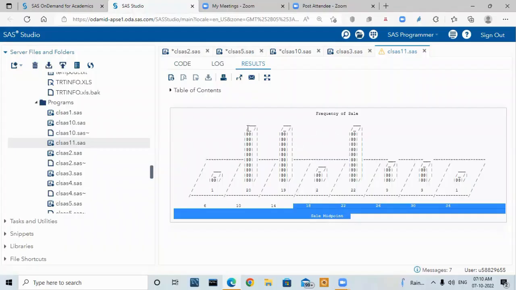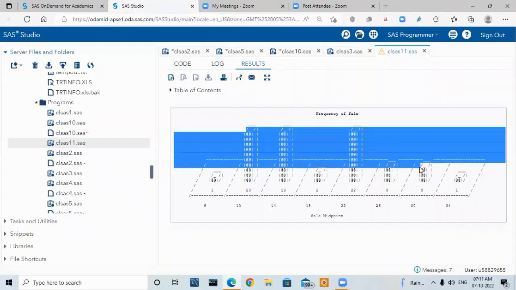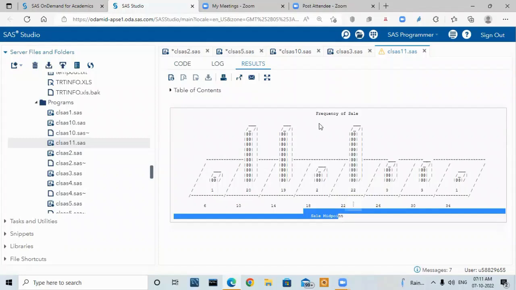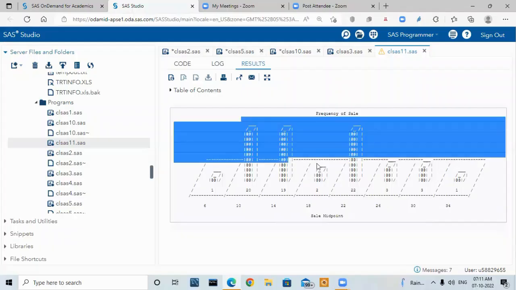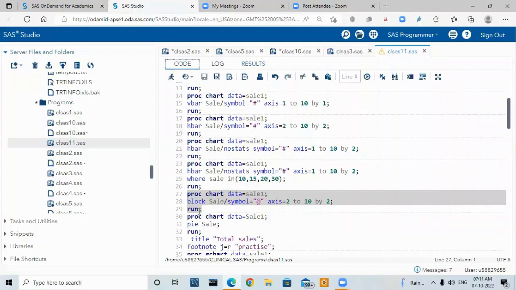The height of the pillar represents the frequency. The height of the pillar represents what here? The frequencies, right? Frequency value is represented by the height of the pillar. The sale on the bottom, and the height of the pillar represents the frequency here. So this is how we can say block. This is the block chart. Understood? We can see this graph. So block is over. Next is what here?